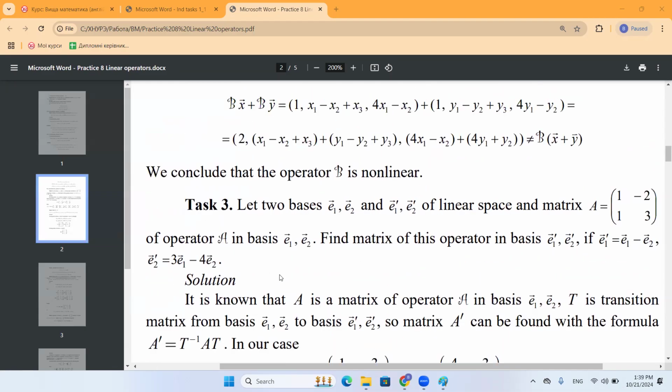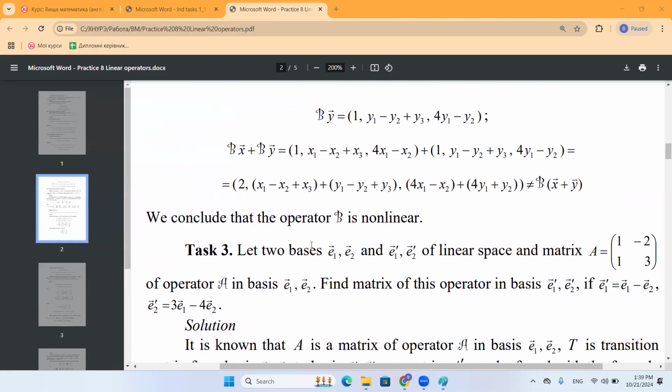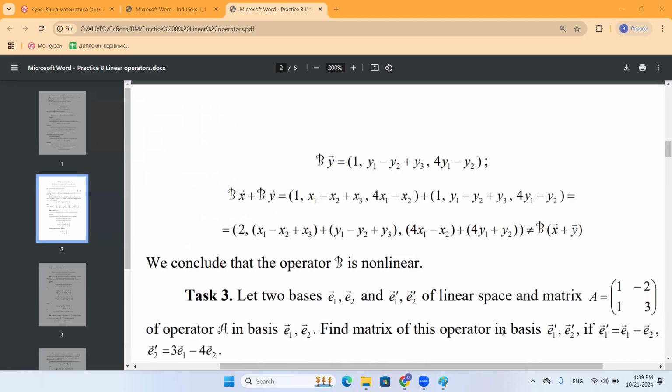So, what do we have to do? We need to find, so this is the matrix of operator A in bases E1, E2. We need to find the matrix of linear operator A, it will be A prime, in other bases, E1 prime, E2 prime. So we have the rule for these vectors.